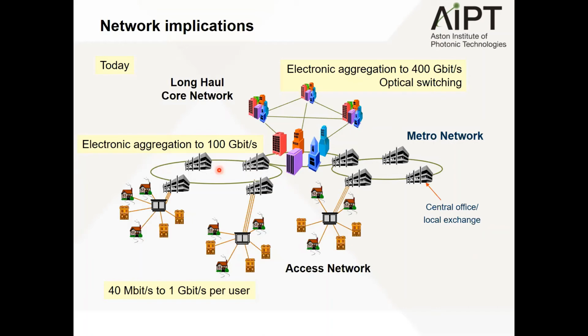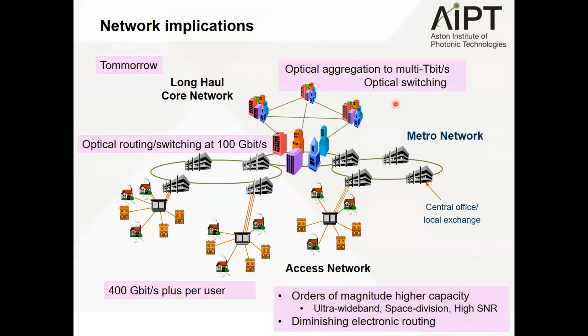So we go to 100 gigabits, and then in the core network, at the moment, aggregating that electronically again to 400 gigabits and very shortly to 800 gigabits, according to the field trials that are going on. And then in that future vision, we have 400 gigabits per user here. So now, we don't need to aggregate electronically to 100 gigabits to get something that's cost effective to route around the network optically. So we're going to be using optical routing and switching at 100 gigabits.